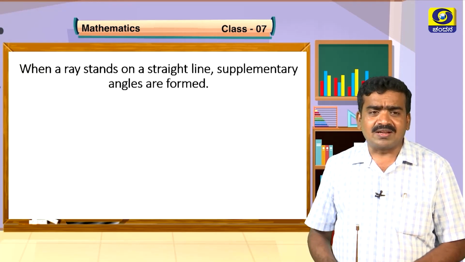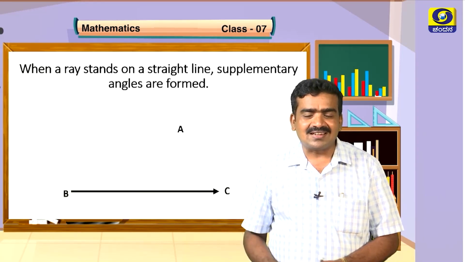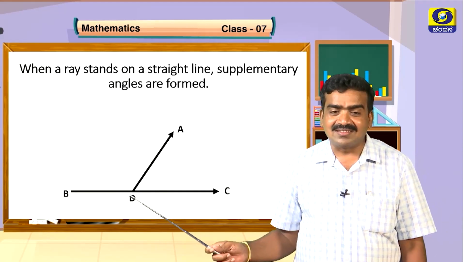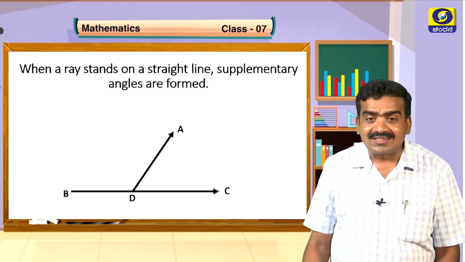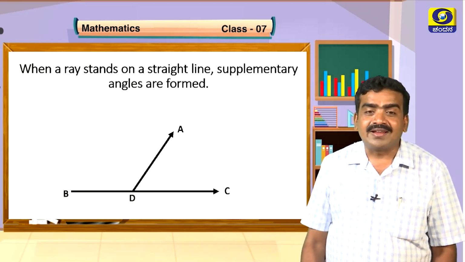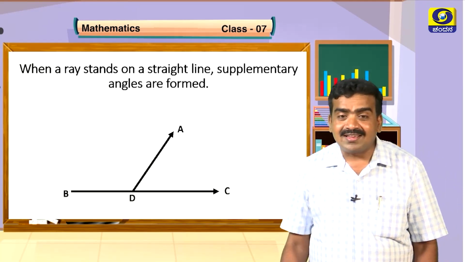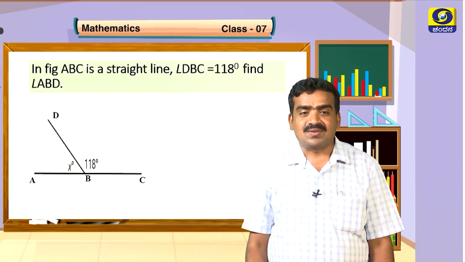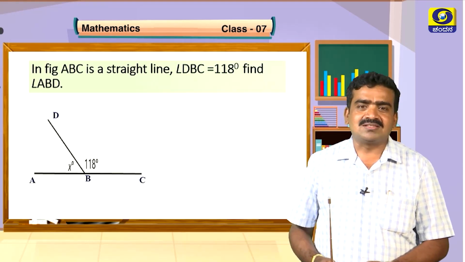Also you should remember that when a ray stands on a straight line, imagine that there is a ray, and another ray stands on the other ray or a straight line, we will get supplementary angles here. If you add this angle and this angle, we will get 180 degree. So we can come to the conclusion that whenever a ray stands on a straight line, we will get supplementary angles.